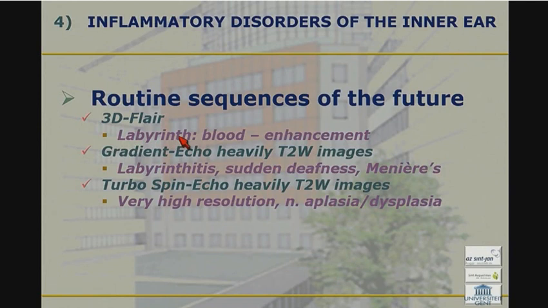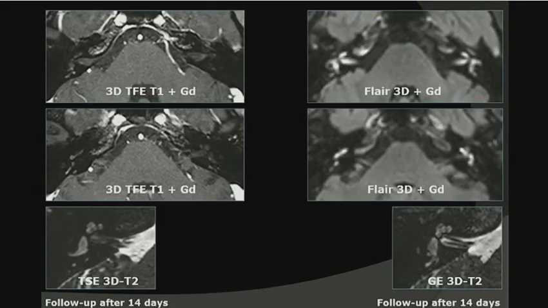Now, the routine sequences we are using today for disinfection enhancement is 3D FLAIR. Much better than T1, and we use gradient echo T2 to see the changes in the fluid, the fibrosis, and not the high-resolution turbo spin echo, which we reserve for anatomy, like aplasia or dysplasia of the nerves. And here I give you the example why.